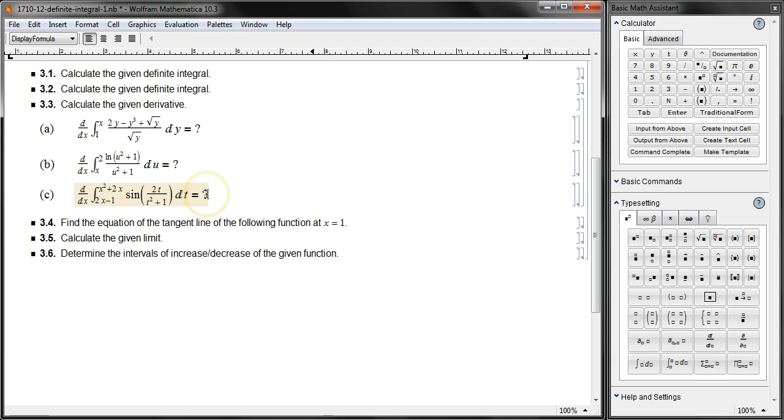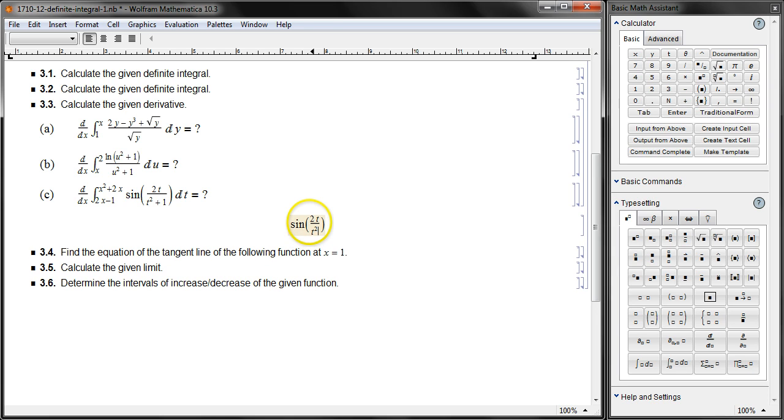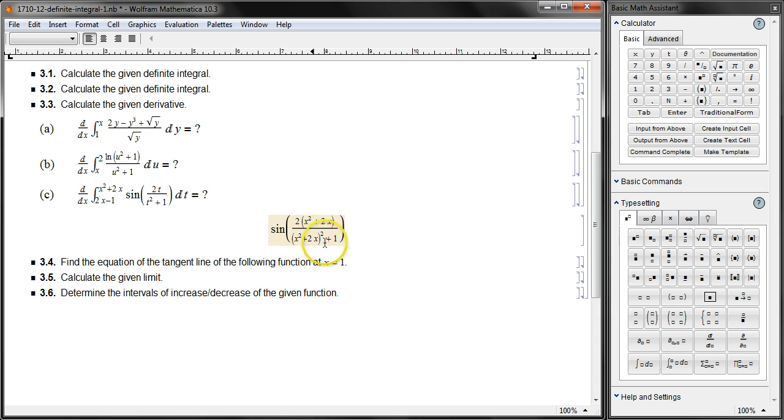How about this one? This time you'll have to use the general formula. I don't think there's any other way. Okay, sine of 2t over t squared plus 1, right? T squared plus 1, but instead of the 2t, I have to replace it by x squared plus 2x, and then x squared plus 2x. And then what do you do? You have to multiply the derivative of the inside, 2x plus 2.